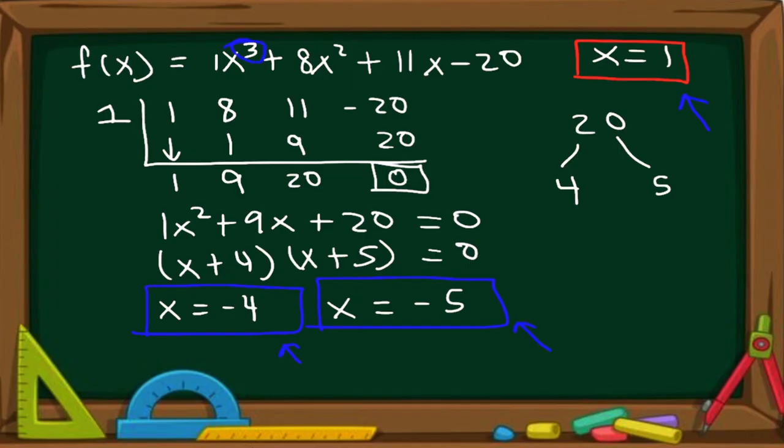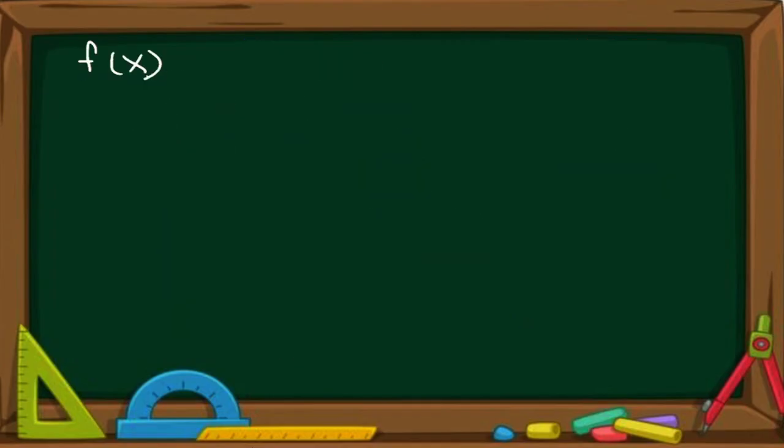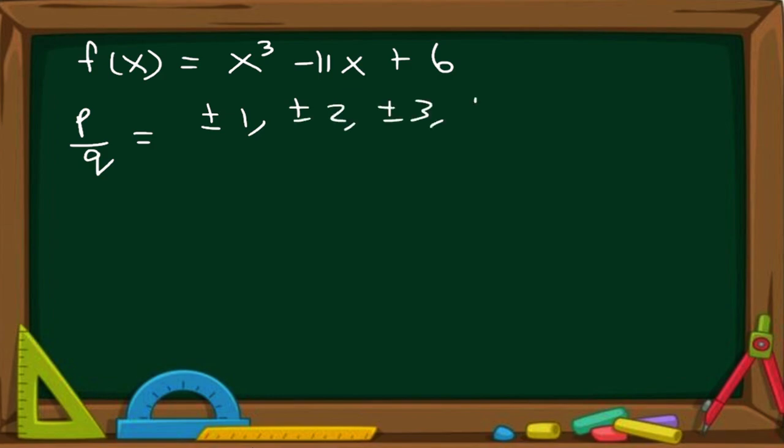Let's work on one more example. So let's say that f of x is x cubed minus 11x plus 6. List the possible zeros and find all zeros of the function f of x. So factors of 6 are 1, 2, 3, and 6. And factors of the leading coefficient are just 1.